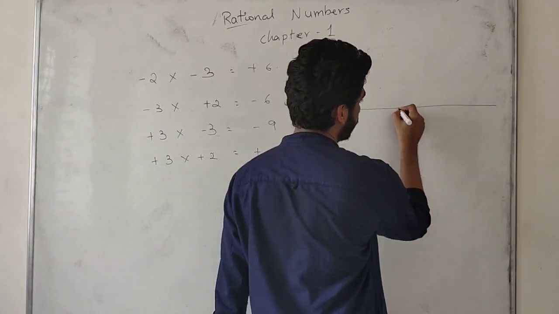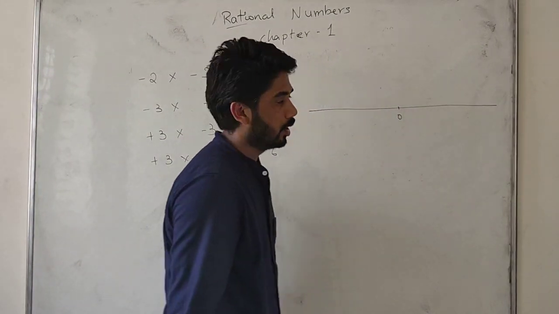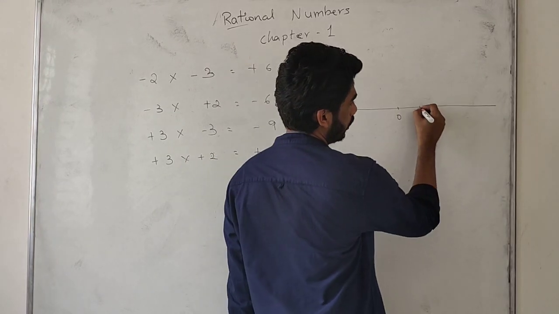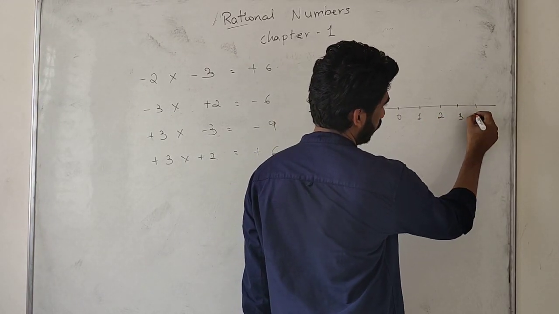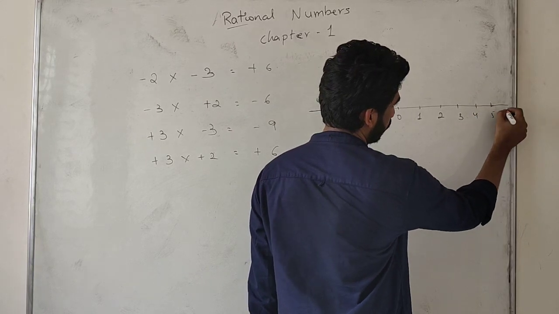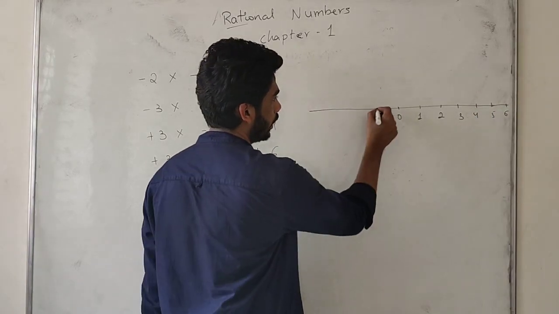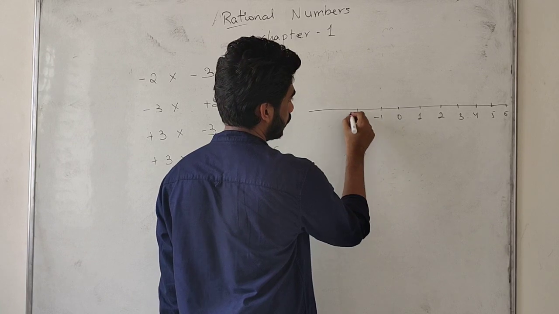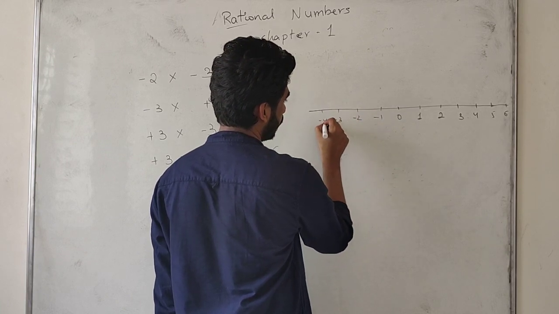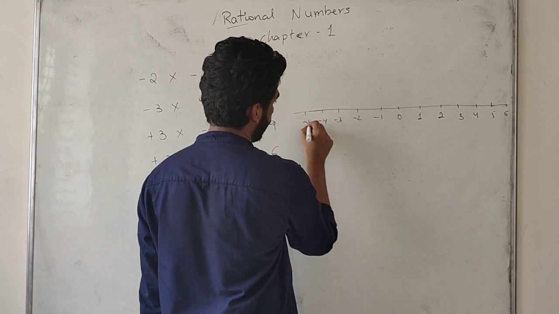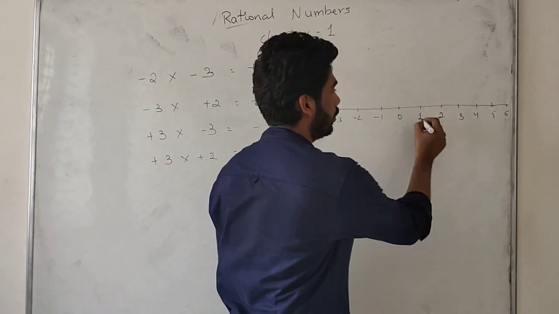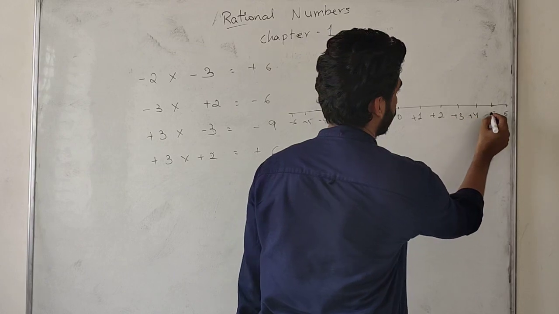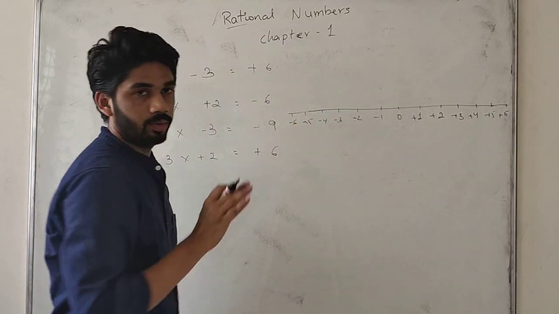In the linear line, the center point will always be 0. After that here will be 1, 2, 3, 4, 5 and 6. Here will be minus 1, minus 2, minus 3, minus 4, minus 5 and minus 6. This is the basic thing you all know, because these are all positives and these are all negatives. Okay friends.